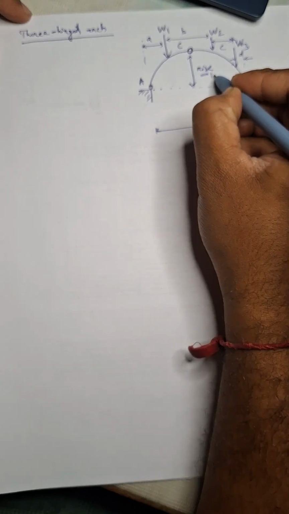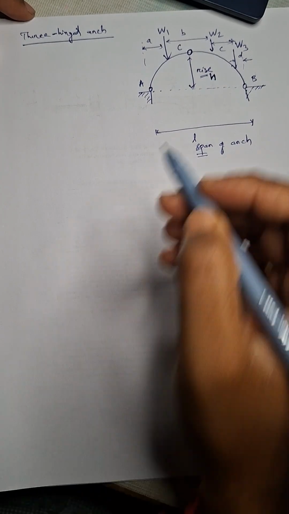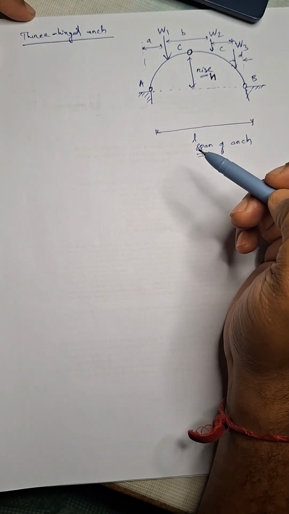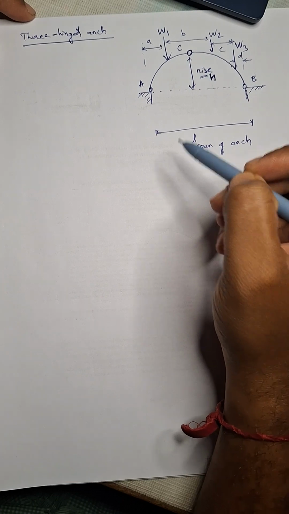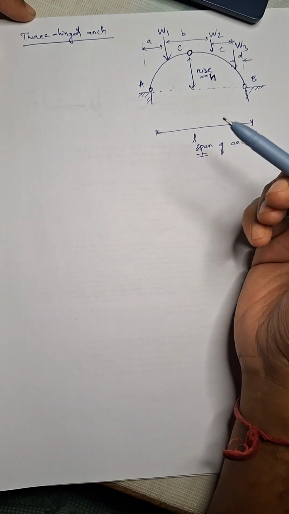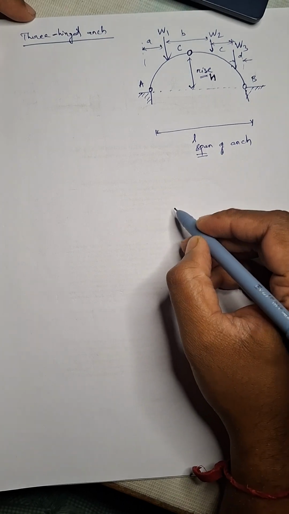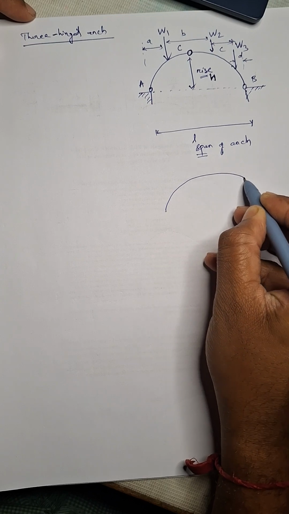It can be denoted as small h. Now as these supports are hinged, there will be two support reactions at each support, and this is the internal hinge where moment is 0. So if I draw the support reactions, this is the arch.